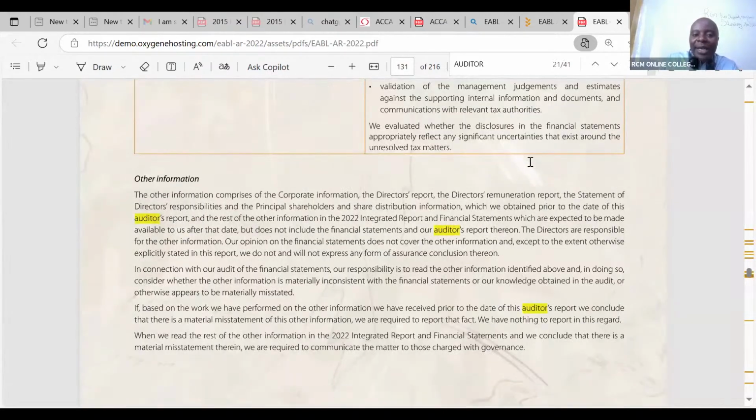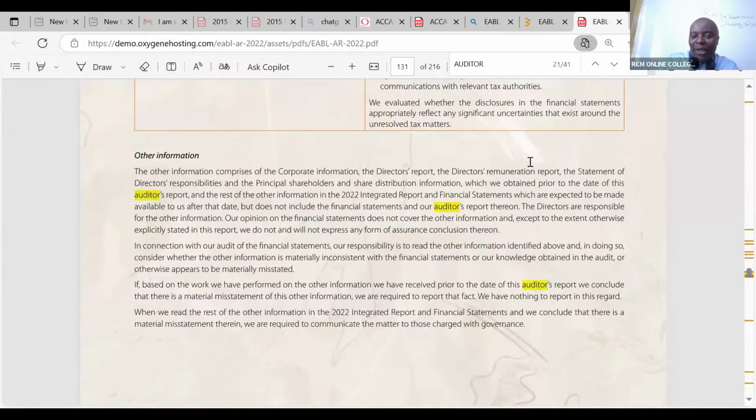Then we have, in this case here, other information. The other information comprises of the corporate information, the director's report, the director's remuneration report, the statement of director's responsibilities, and the principal shareholder and the share distribution information, which you obtained prior to the date of this auditor's report, and the rest of the other information in 2022 integrated report and the financial statements, which are expected to be made available to us after that date, but does not include financial statements.